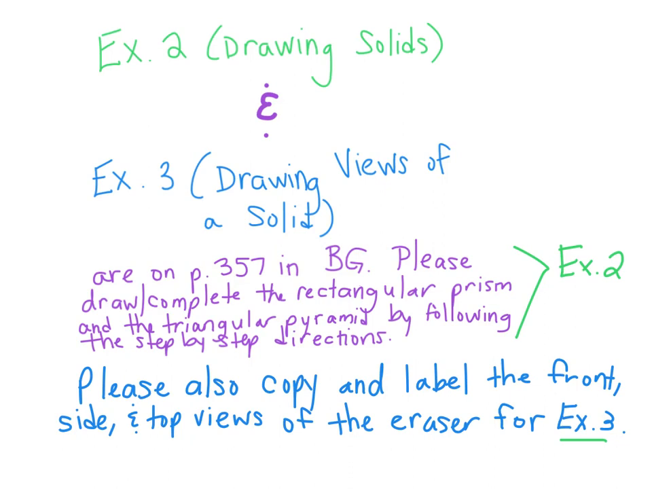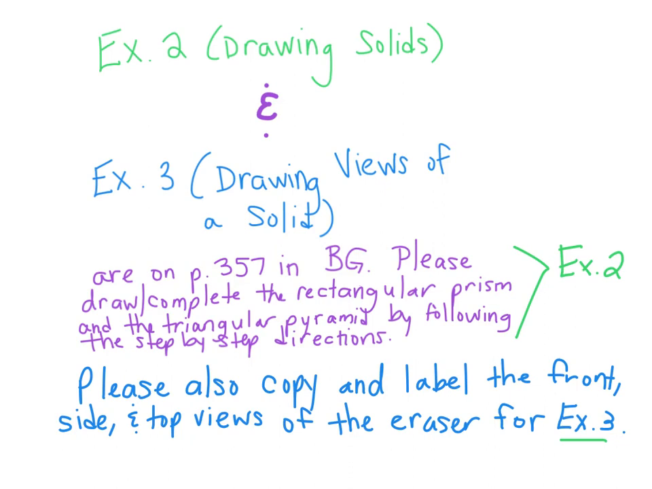For examples 2 and 3, we're going to do it a little bit differently. I'm going to ask you to please go to page 357 in big green, and follow the step-by-step directions for example 2 to complete the drawing of the rectangular prism and the triangular pyramid, because the book actually takes you through step-by-step directions. And please keep in mind when you do this that I'm not asking it to be perfect, so you don't necessarily have to measure everything. The dot paper that's going to be available will make your life a lot easier when it comes to trying to keep things pretty even, but we're not judging you on drawing.